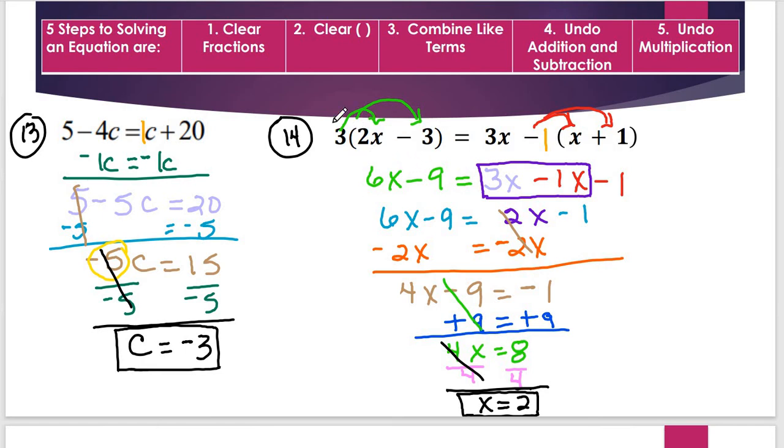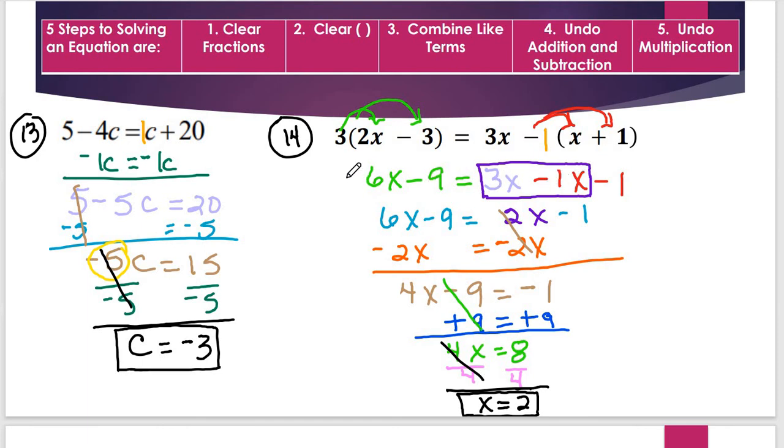Now, number 14, you see that there's no fractions to get rid of, but we do have parentheses. So we're going to use distributive property, and when we multiply out, this is what we get on this side. Then over here, see that minus? That's a 1 after it. So now we're going to have to multiply by negative 1 all the way across. Negative 1 times x is a negative 1x. Negative 1 times 1 is a negative 1. Combine like terms right here.